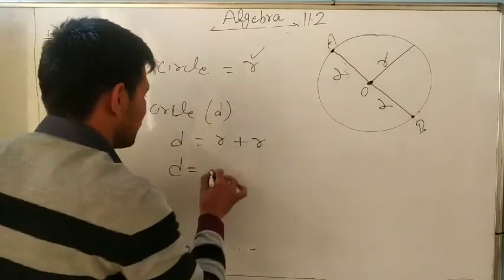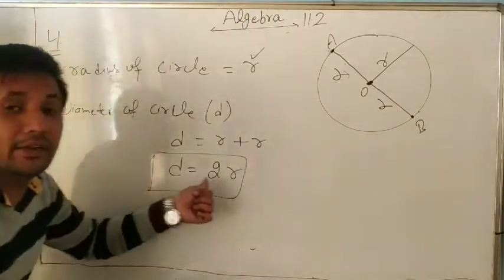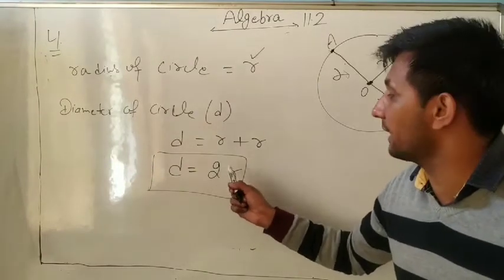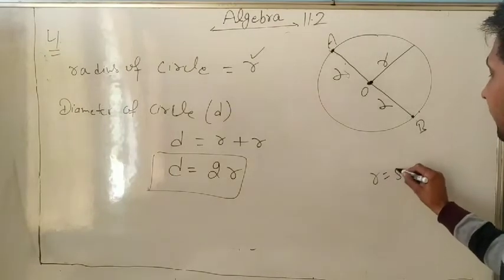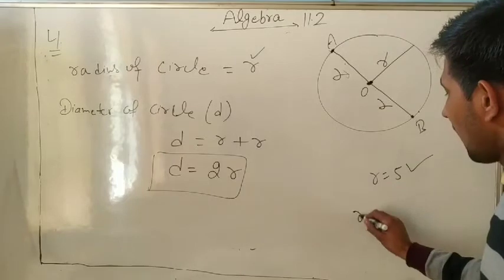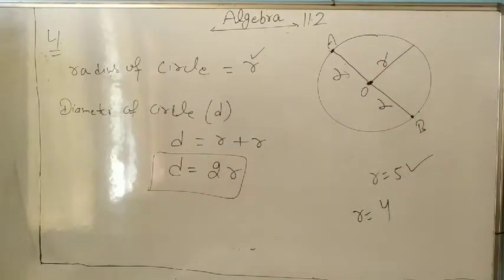1 R plus 1 R. How many R? 2 R. So remember it is a formula: diameter is always 2 times the radius. Understand? If radius R is 5, then diameter is 2 into 5, 10. If R is 4, then diameter is 2 into 4. How much? 8. Understand it?